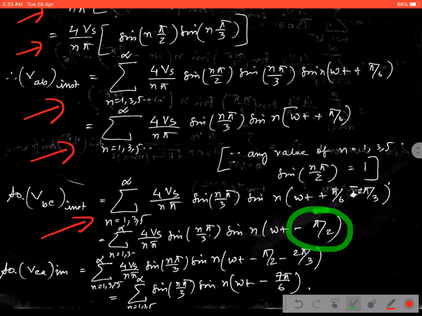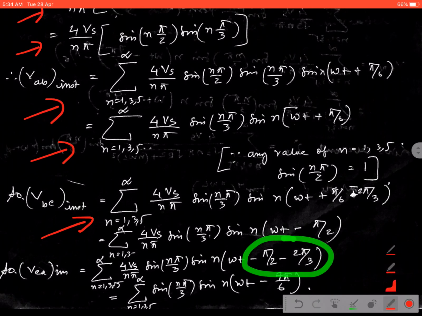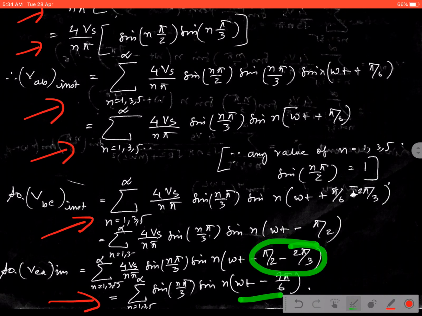Similarly, the same thing can be done to form the equation for VCA. This voltage should again be 120 degrees lagged behind the previous expression. That is why I have done pi by 6 minus 2 pi by 3 minus 2 pi by 3 here. Finally we get the summation for n equal to 1, 3, 5 to infinity of sin n pi by 3 sin n omega t minus 7 pi by 6. So this is the calculation part mentioned here.